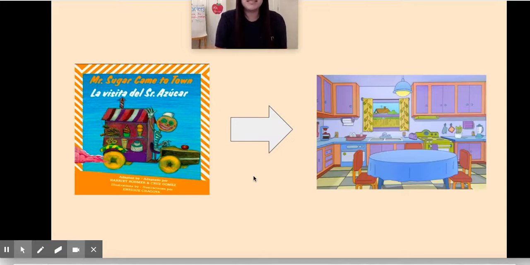Mr. Sugar came to town. Now, that's my favorite story. In this story, we know the characters are Mr. Sugar, Grandma Lupe, the kids, Alfredo and Alicia, those are the characters of the story. And the setting, one of the settings for this story is the kitchen. Remember, Grandma Lupe was giving the kids tamales. They were eating in the kitchen. So that is the setting. That was a place, the place of the story.